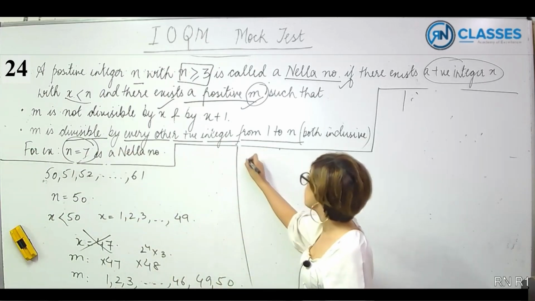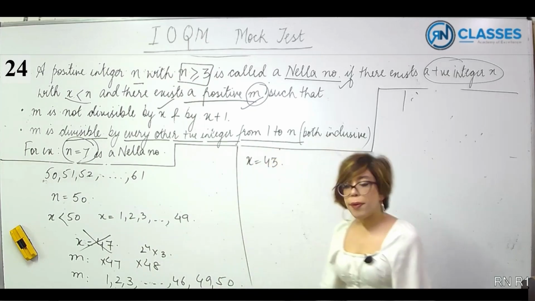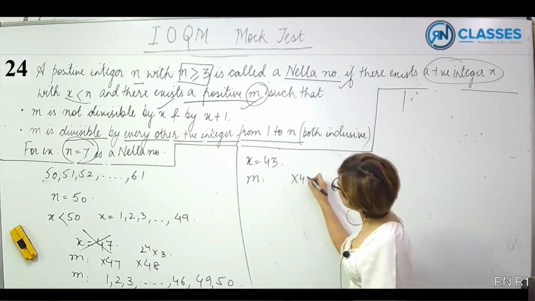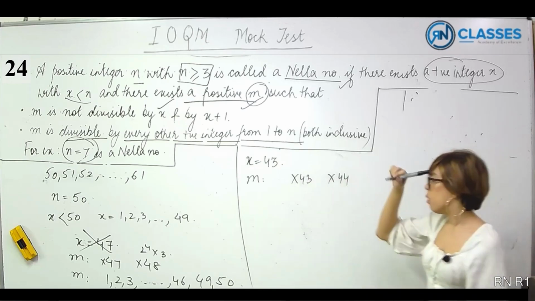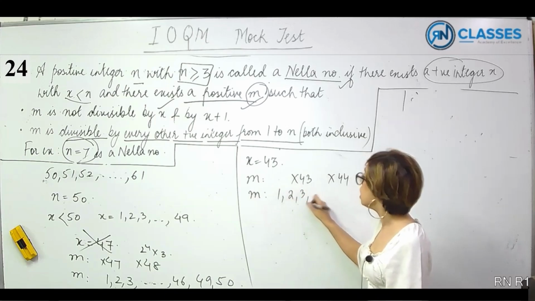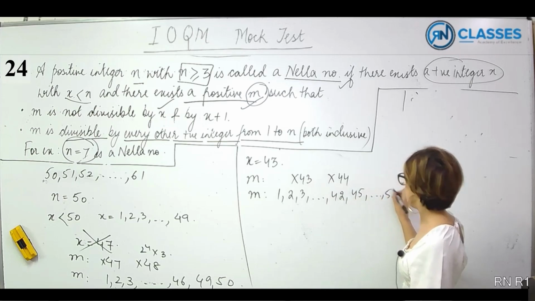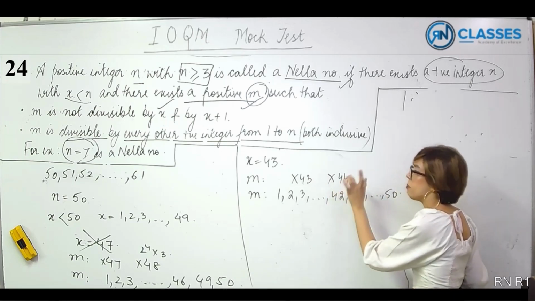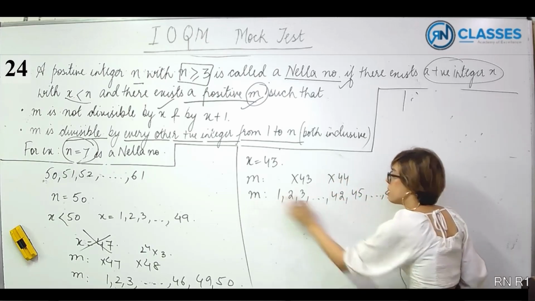Instead of that, I can go to x equal to 43. Right? That means I want m such that it is not divisible by 43 and not divisible by 44. Right? Okay. And m should be divisible by every other. So 1, 2, 3, I will have 42, I will have 45 and so on till 50. Right? Mind it, any number, because 44 is there, that means 4 into 11, m is divisible by 4 and m is divisible by 11.